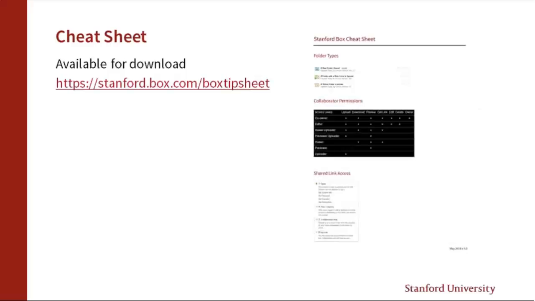And this is a cheat sheet. You can write this down. That's the link to that file. I do have a cheat sheet for the types of folders, the collaborator permissions, and the shared link access there.